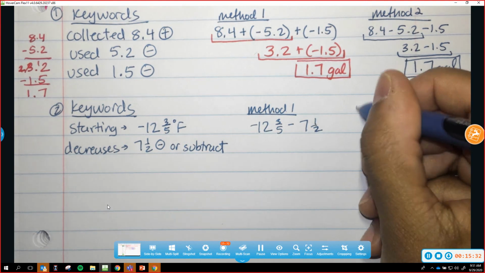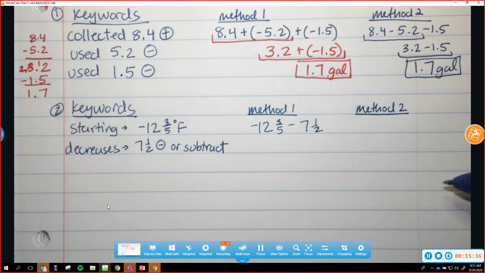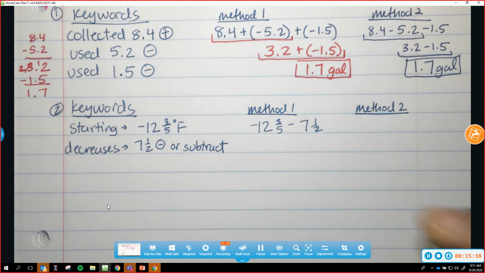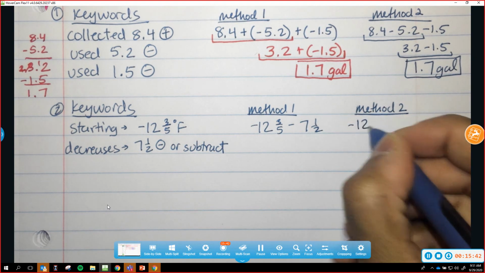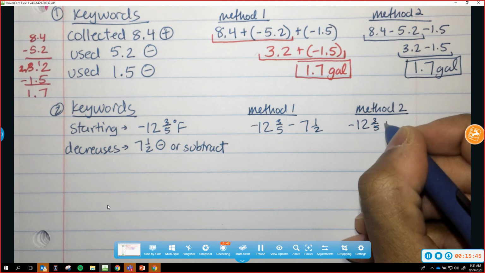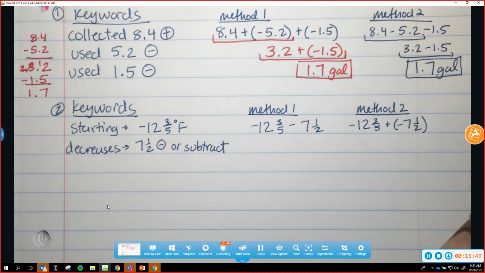The other method, Myra said, was to take those same fractions, negative 12 and 3/5, but add negative 7.5. Both of those would be correct. If you solved either one of those problems, you get the exact same answer if you follow your steps.